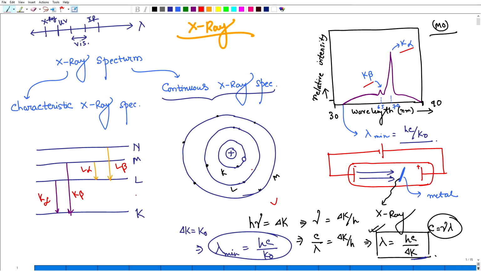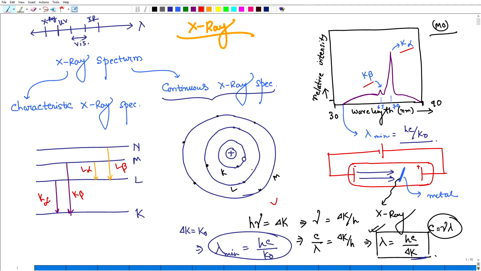Welcome back everyone. So we are discussing the X-ray spectrum, the continuous X-ray spectrum and the characteristic X-ray spectrum. We discussed that there will be 4 transitions which correspond to the emission of the X-ray photon, that are L2K, M2K, N2L or M2L. 4 transitions will be there.